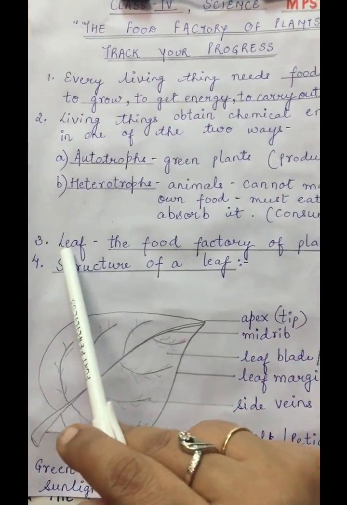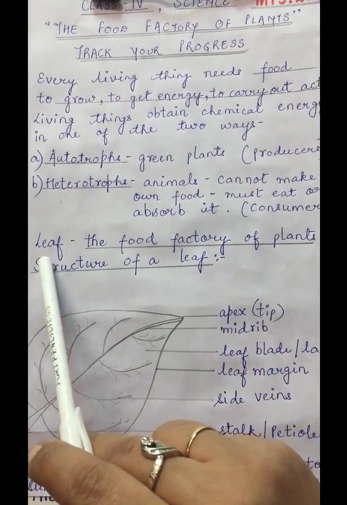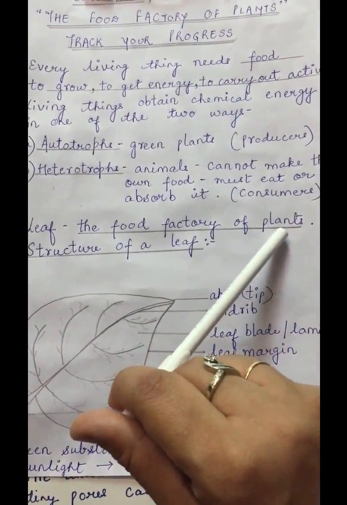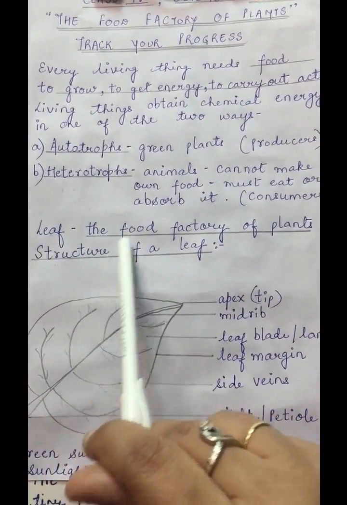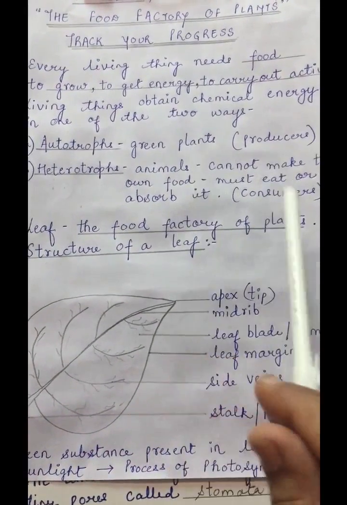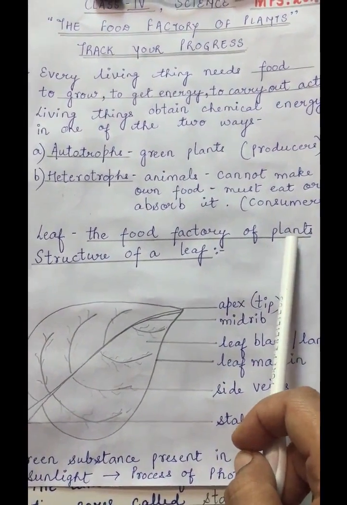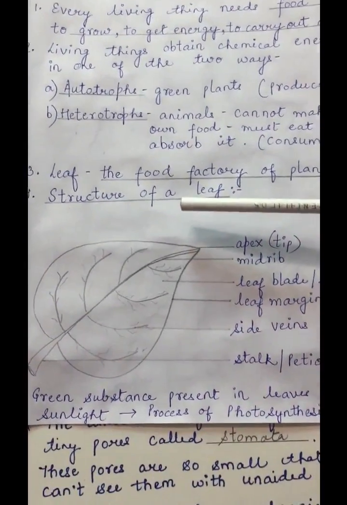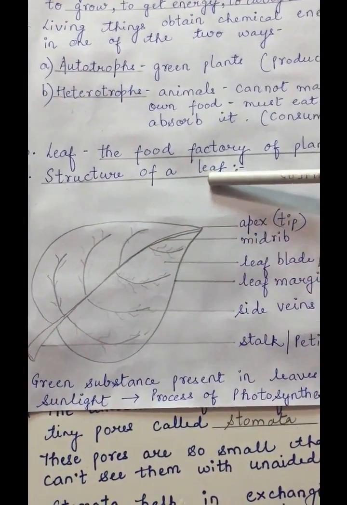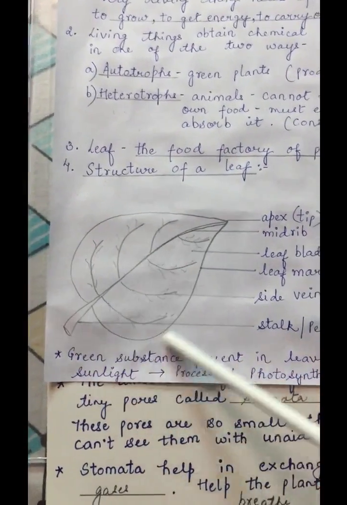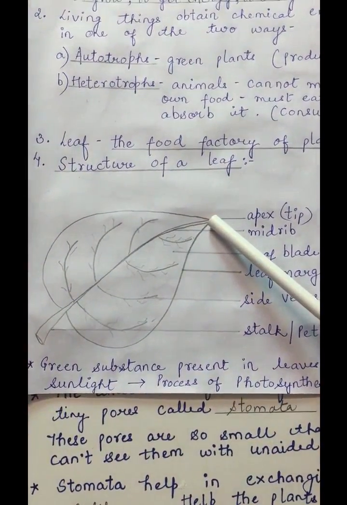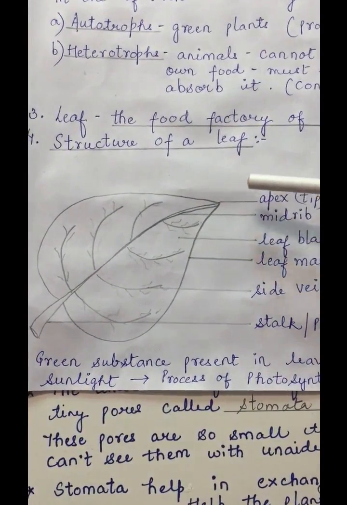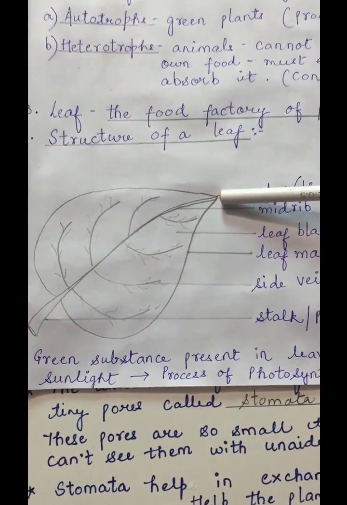Now the next question is leaf. Leaf is also known as the food factory of plants, as leaf helps in preparing the food for the plant by the help of photosynthesis. Let's understand and see the structure of leaf. This is how a leaf looks like. It is of various shapes and sizes in many plants, but the structure is almost the same.